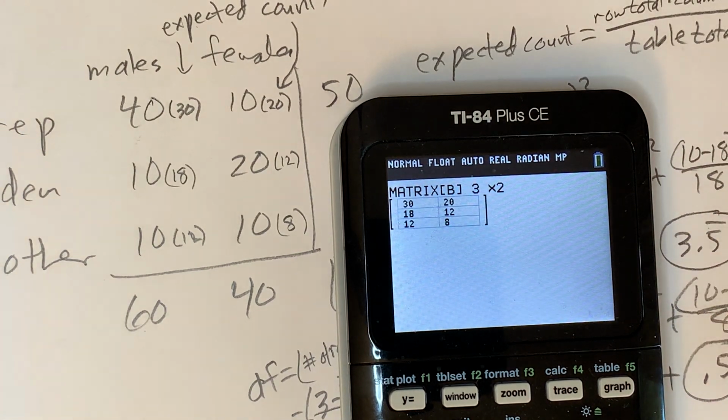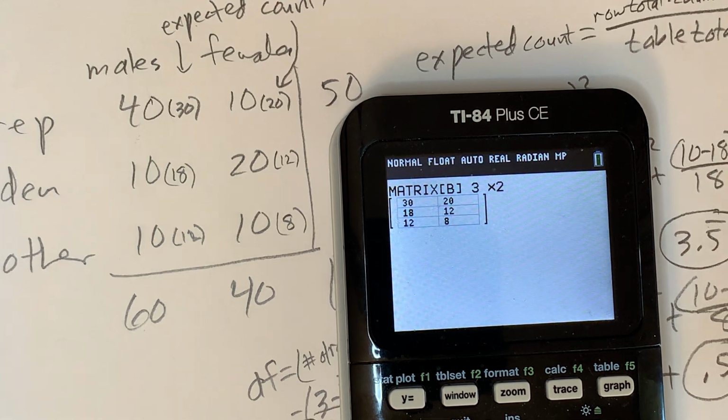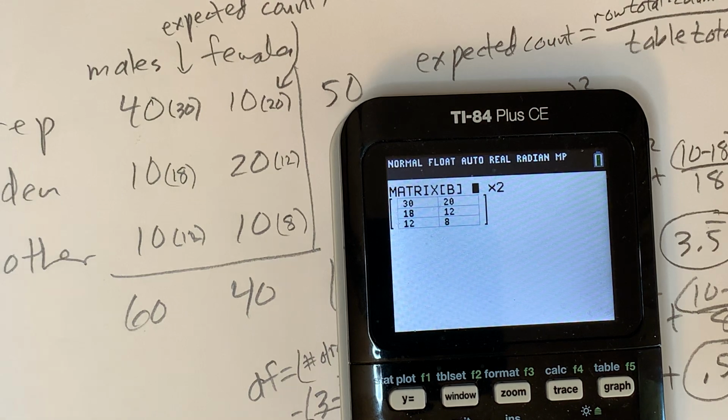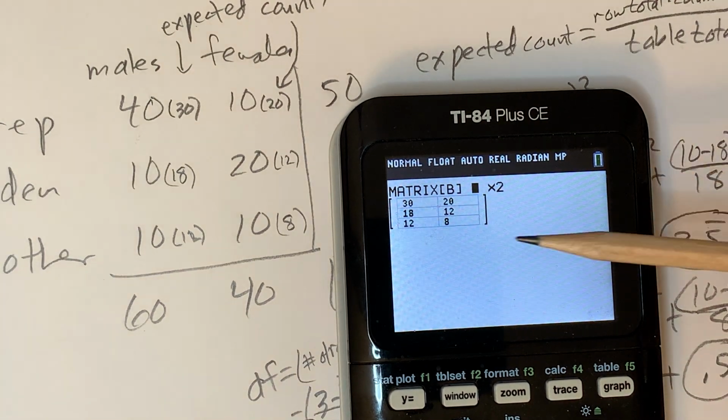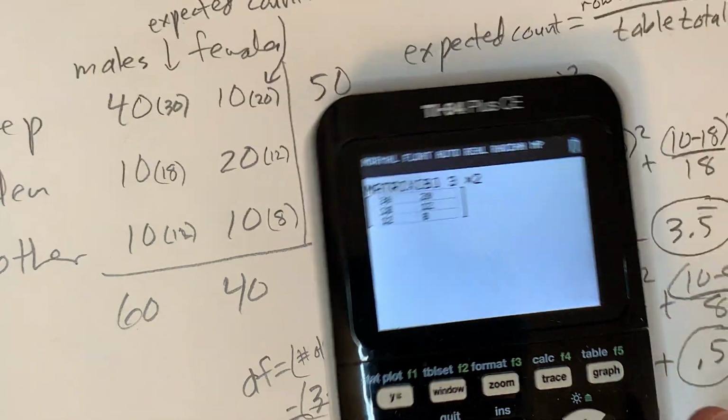And by the way, most of the time expected counts are going to be decimals, so don't round them to the nearest integer. That's an important thing, actually. You can round them to the hundredth place or something like that, but just write them down however they appear there. So that's how you do your expected counts.